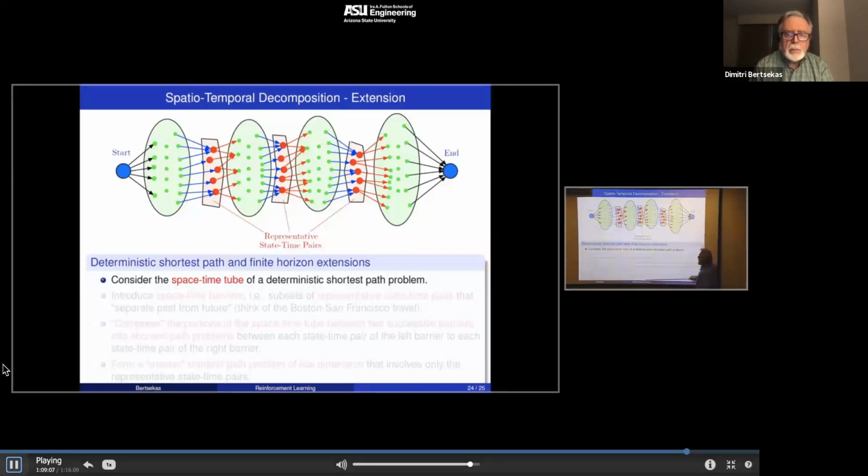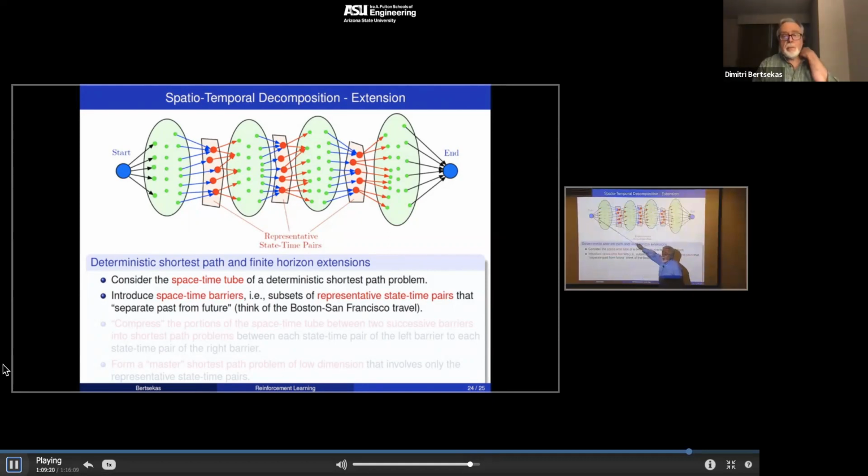The key thing is that they represent barriers which separate the past from the future. That's the key idea, that they break the continuity in this graph here, so that any shortest path from here to here would have to pass through every one of these barriers. So give me an example of this kind of breakup with barriers for the Boston to San Francisco travel.